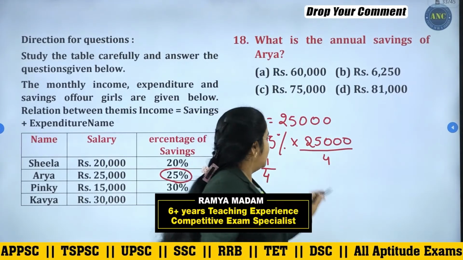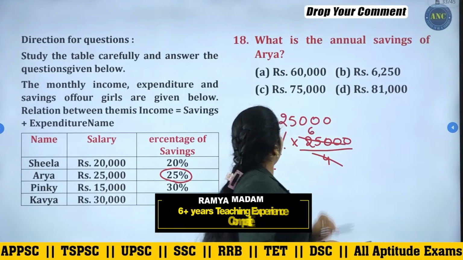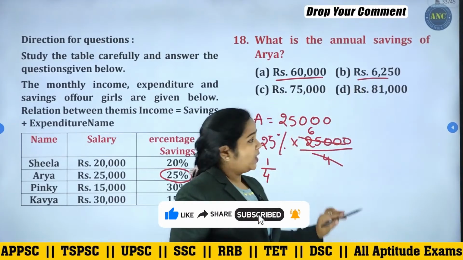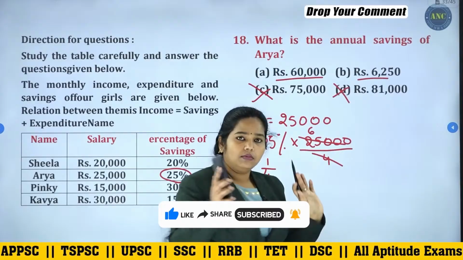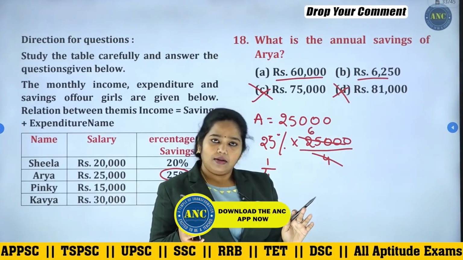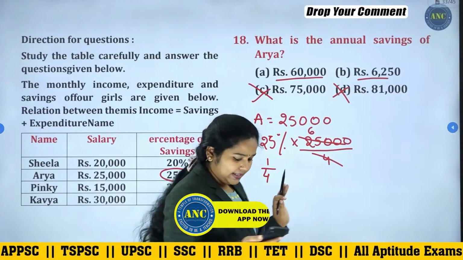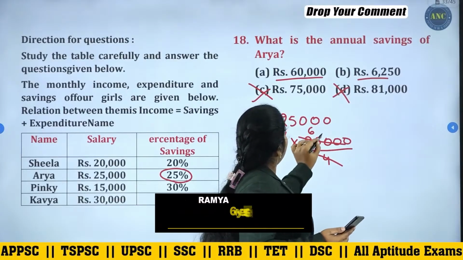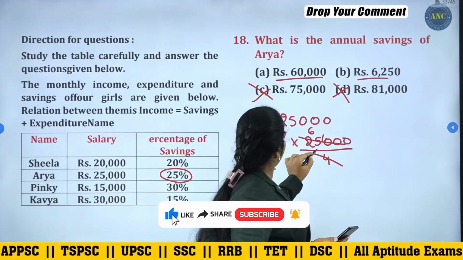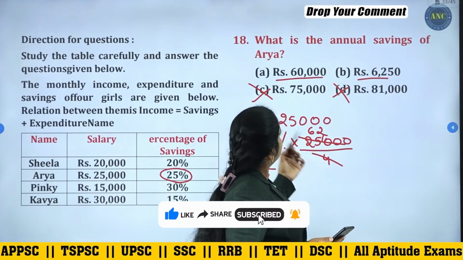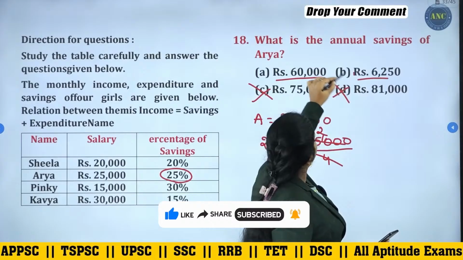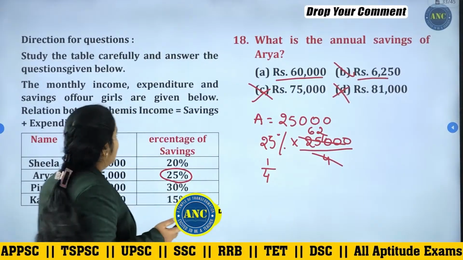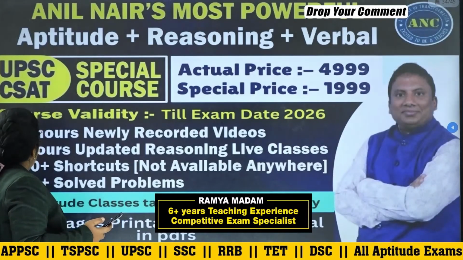4 6s are 24. See, where is 6? In two options, option A and option B. So option C is wrong, option D is wrong. So we have a 50-50, 50% chance of getting it right. So where are we? 4 6s are 24, 4 2s are 8. The answer we are getting is option B. Yes, option B is the correct one. Very good. Fine, so we will move to the next question.